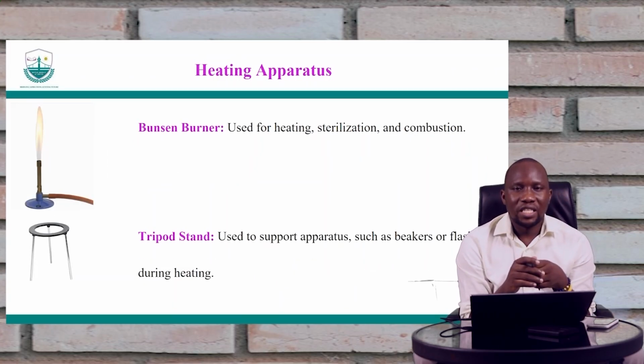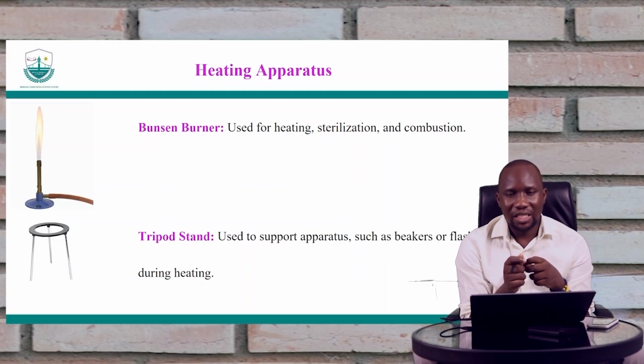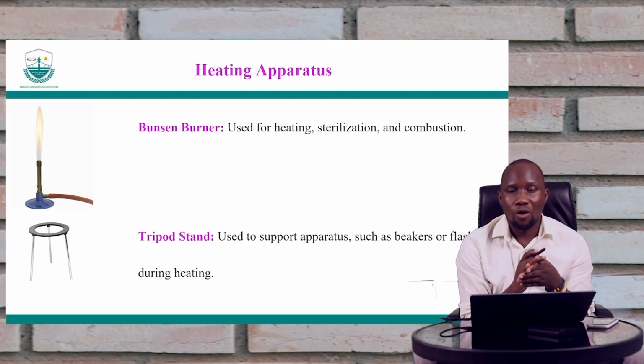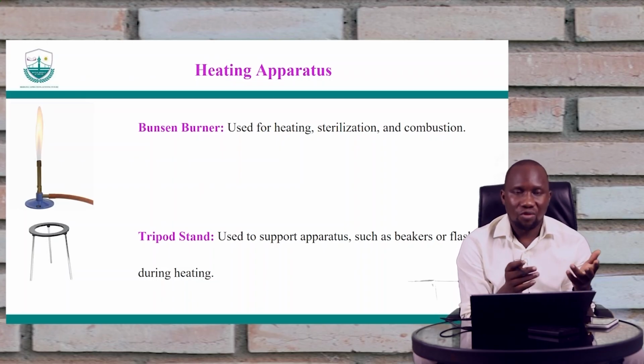And then we go to the heating apparatus. The Bunsen burner is what mostly you'll be using in the laboratory, but you also have other heating sources, okay? So the Bunsen burner, you can use it to warm, to heat to high temperatures, for sterilization, and also to see combustion reactions in types of flames. And then the tripod stand.